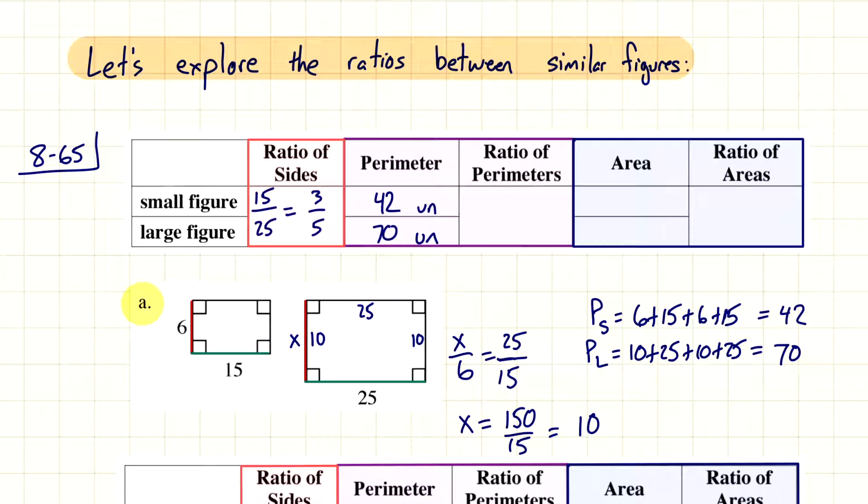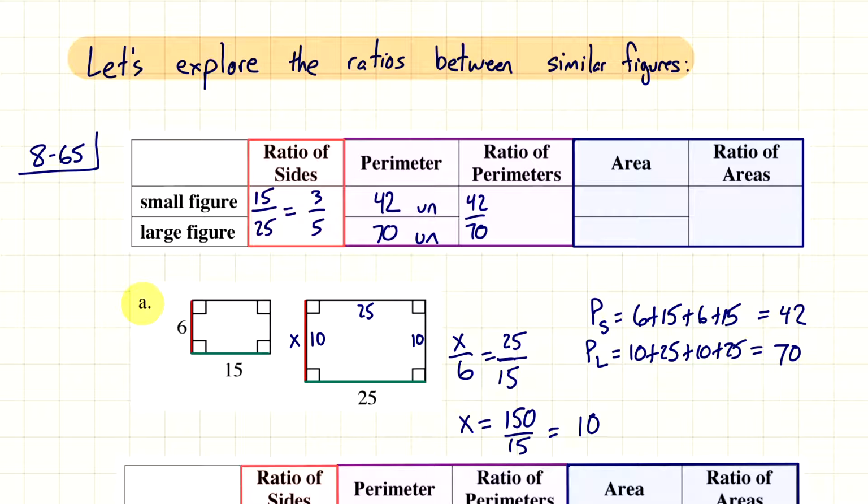So this is kind of going to be a review of a variety of stuff. And then next is ratios of perimeter. So a lot of times when we get to this part, students are lost. Like, I don't know how to do that. Well, technically, we already did it. We already have the ratios. So all we need to do is write it as a fraction. So I'm going to put 42 over 70, and there's our ratio of perimeters.